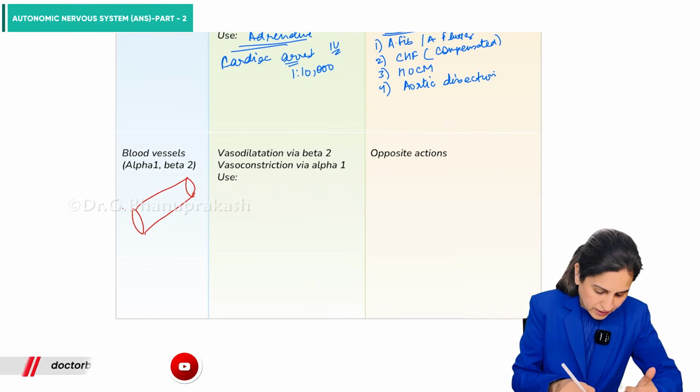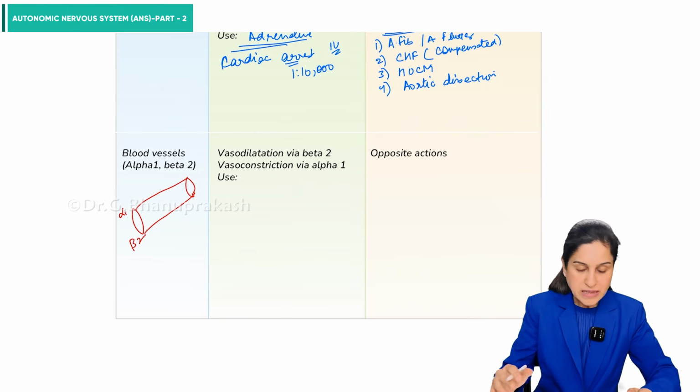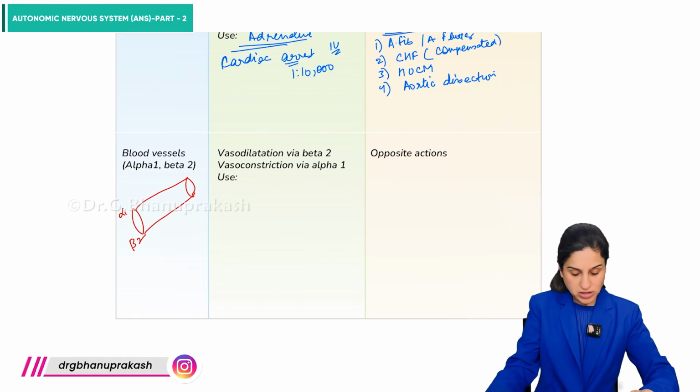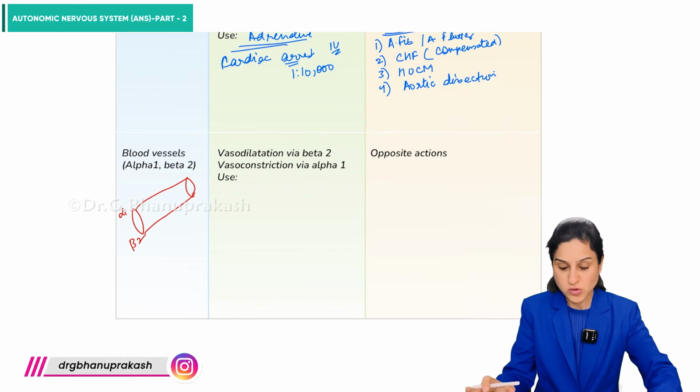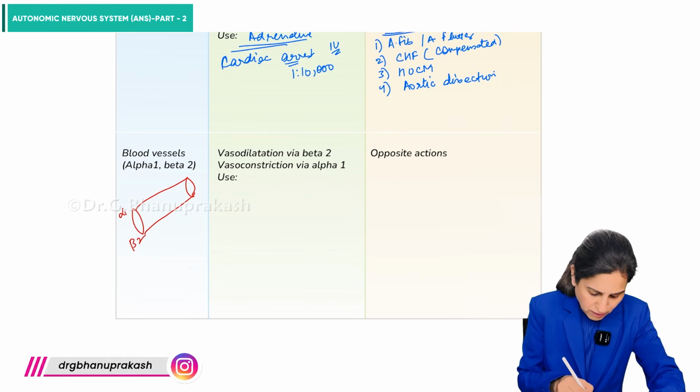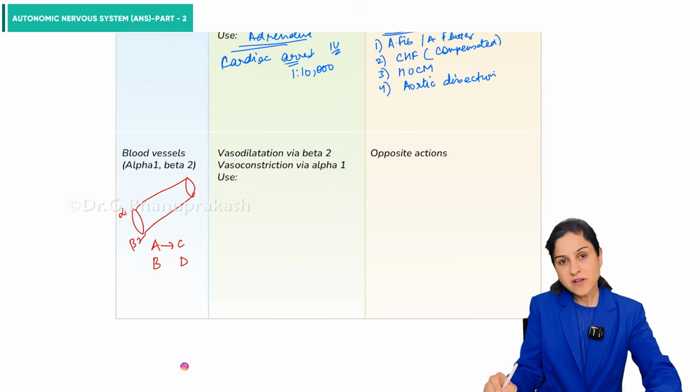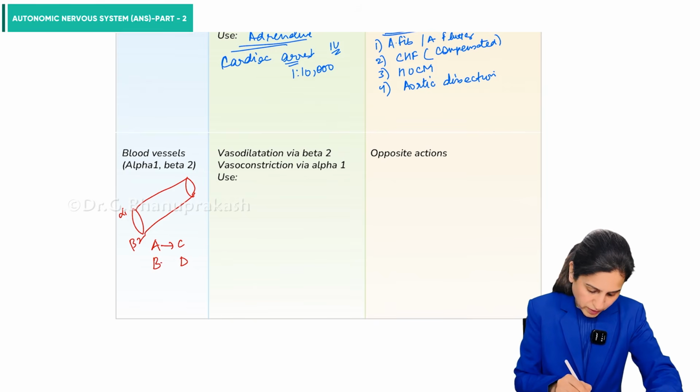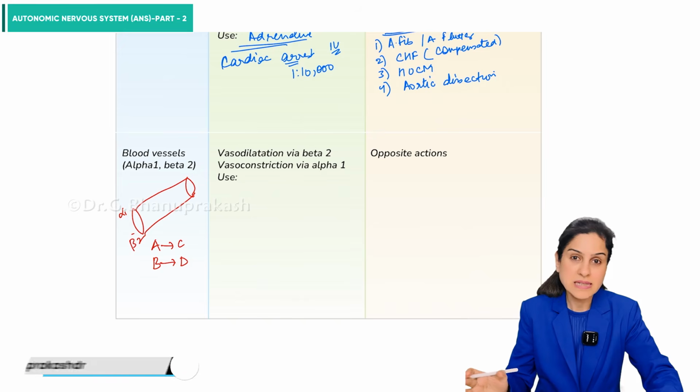So we have either alpha 1 stimulation or beta 2 stimulation. Beta 2 stimulation leads to vasodilatation, alpha 1 stimulation leads to vasoconstriction, right? So remember the simple rule A, B, C and D. That means when you stimulate the alpha receptors, it causes constriction. When you stimulate the beta receptors, it causes dilatation.